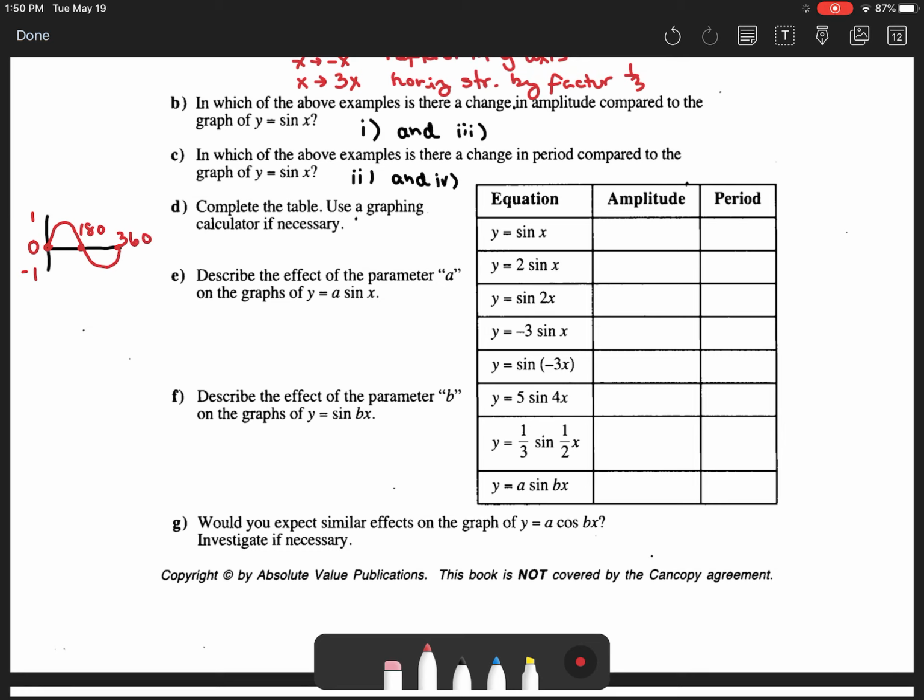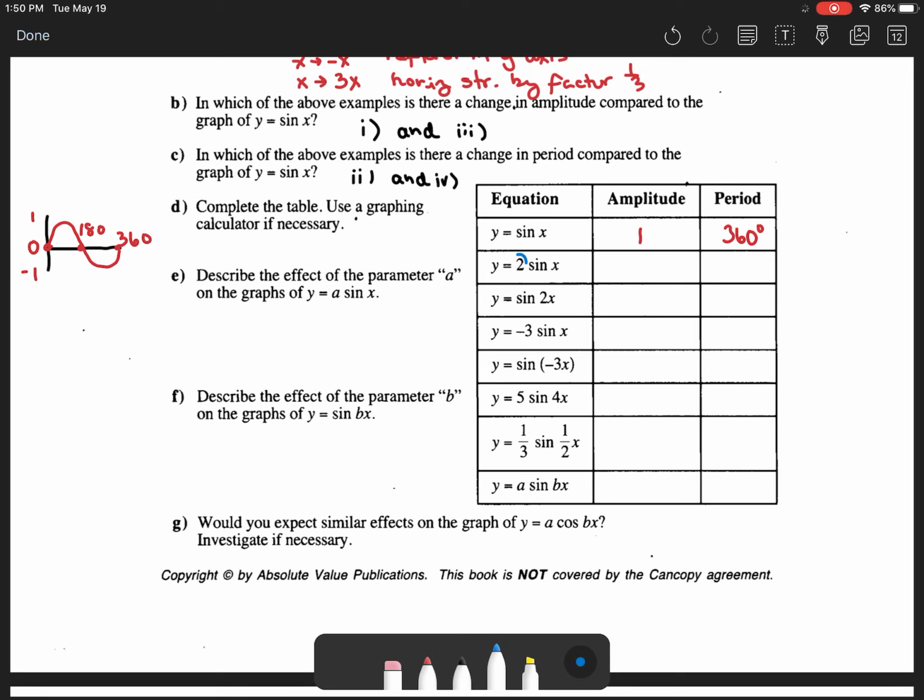First thing off is just sine of x. So the amplitude for good old sine of x is 1, right? Max minus min over 2, and the period length is 360 degrees. Not a big deal.